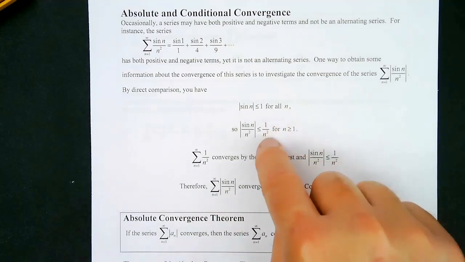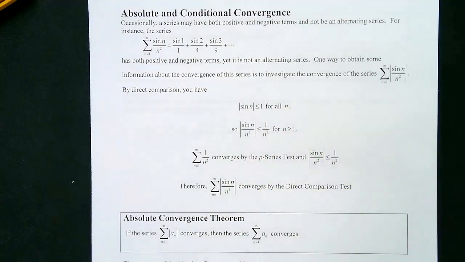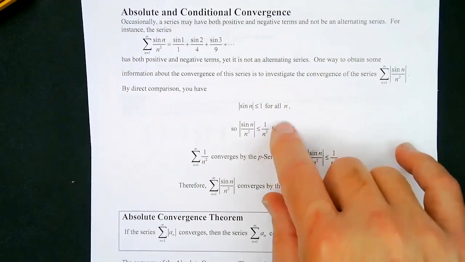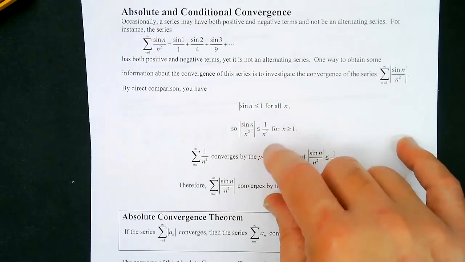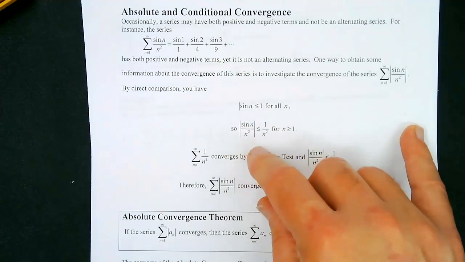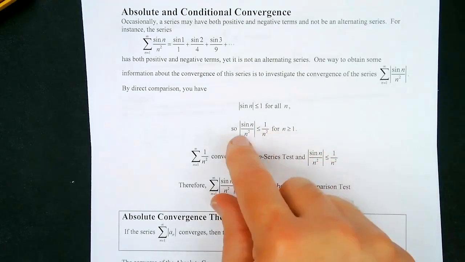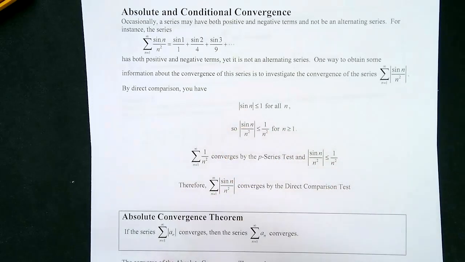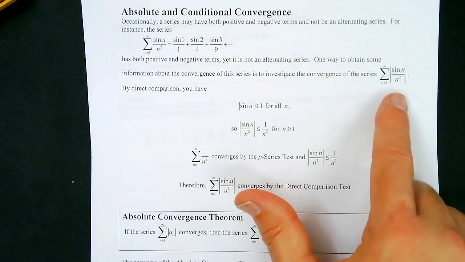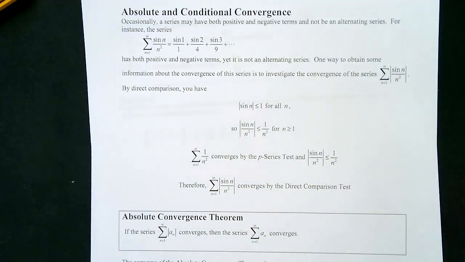Okay, so 1 over n squared, we know that series converges by the p-series, right? 1 over n squared converges because our power is 2, it's bigger than 1, which means this one converges. And this one is bigger than this one, right? We're showing that right here, okay? Then this one converges, which makes this one converge. So we know that this new series with the absolute value of sine n over n squared is going to converge, and it converges by this direct comparison test, okay?